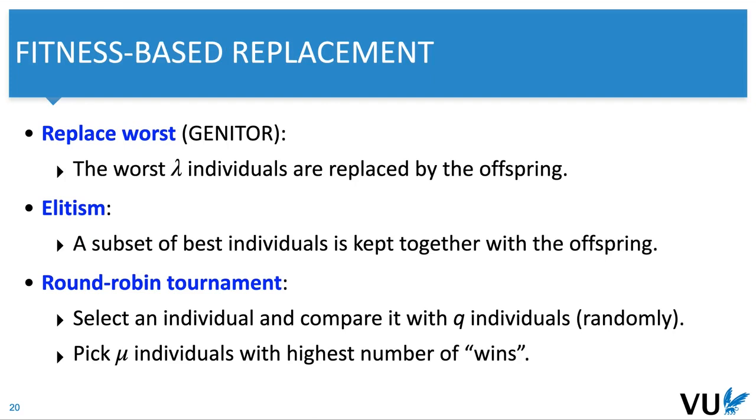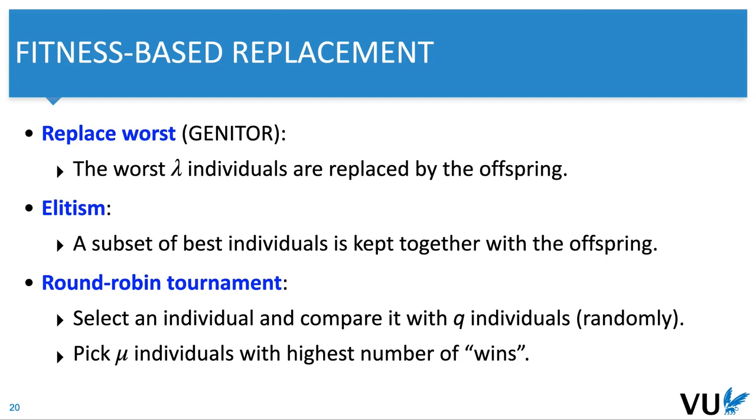The fitness-based replacements are, I think, very common and commonly used because they are very close to optimization algorithms or these sampling methods. So the widely used replacement mechanisms are, for instance, replace worst, so-called genitors. So the worst lambda individuals are replaced by offspring.